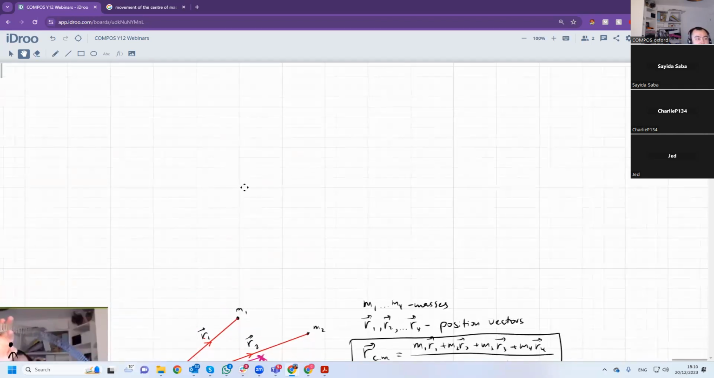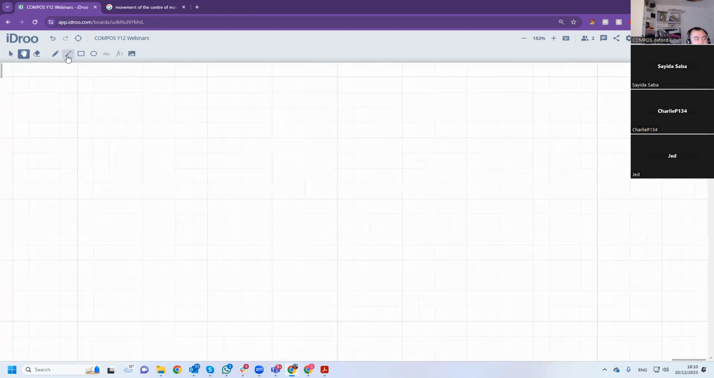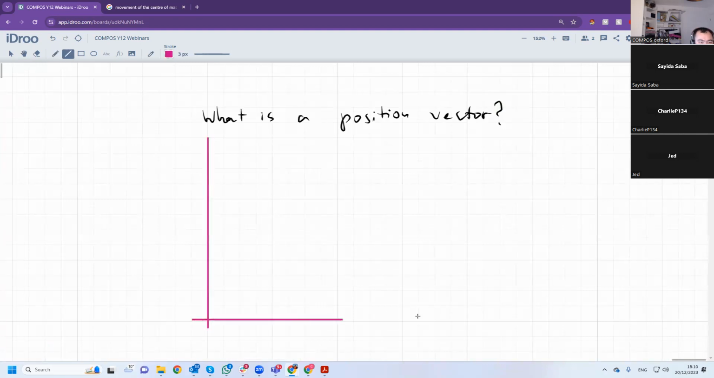So let's say you have a system of coordinates. So what is a position vector? Let's say you have coordinates x and y, and you have a point somewhere here. Let's say this point is 12, 8. So it's 12 on the x, 8 on the y.